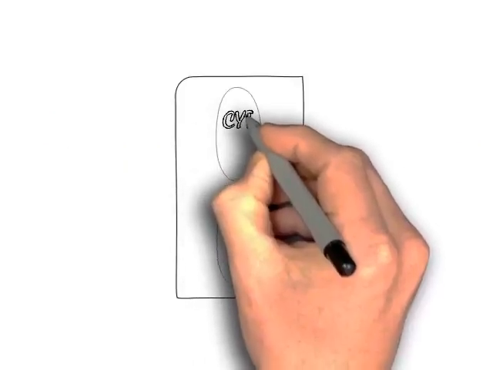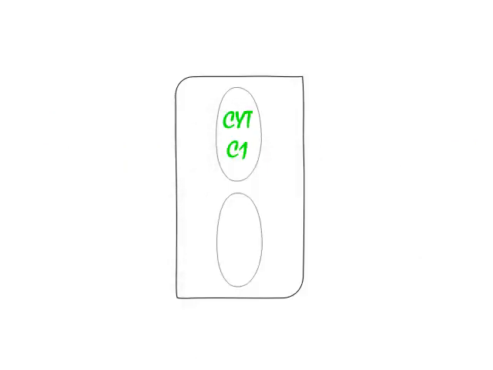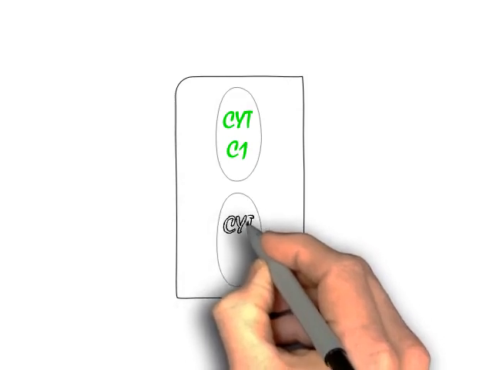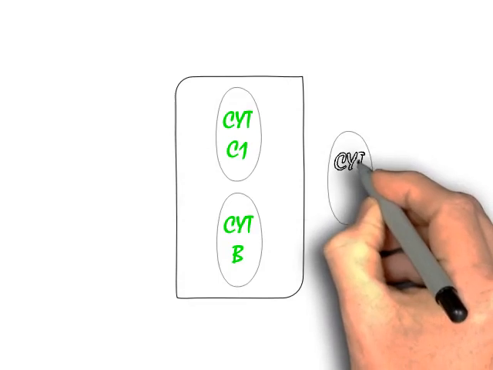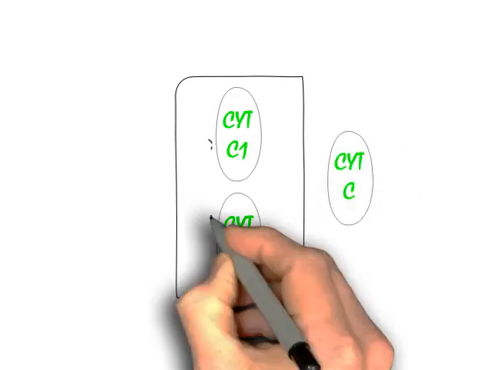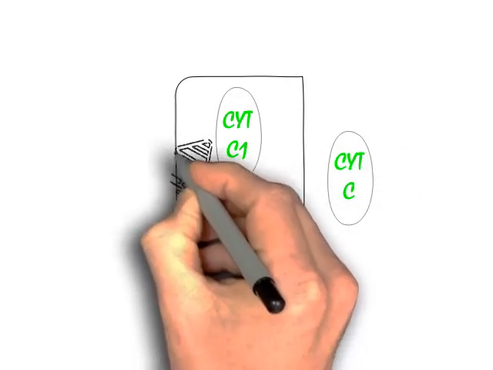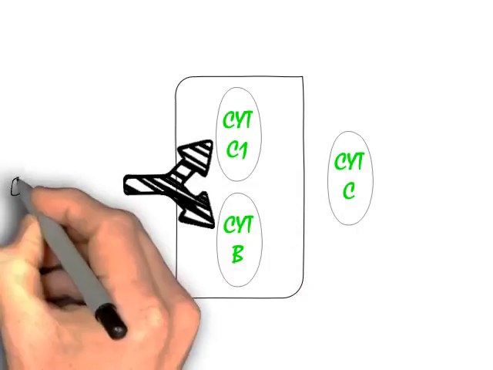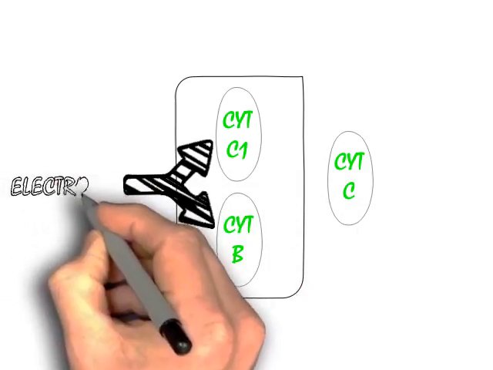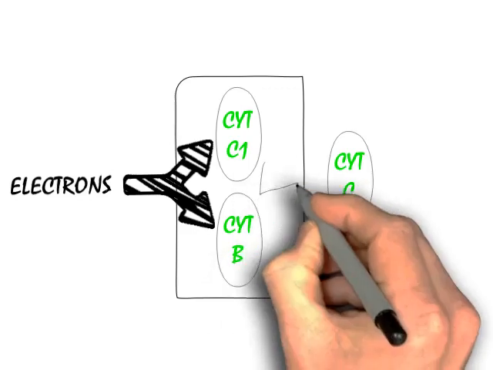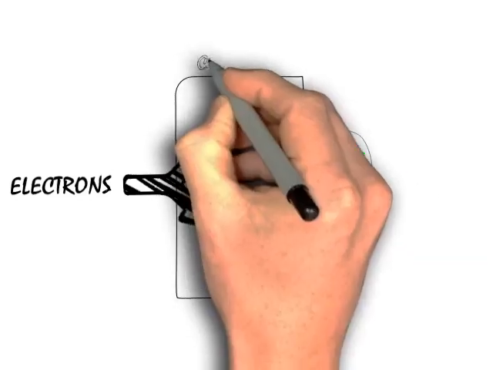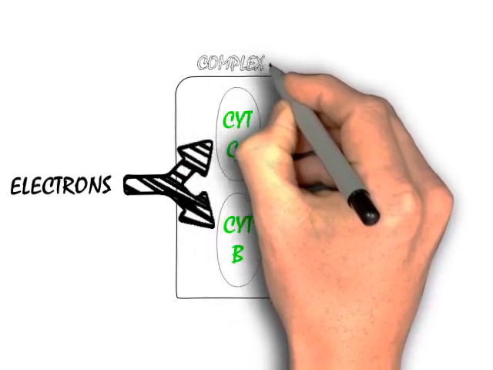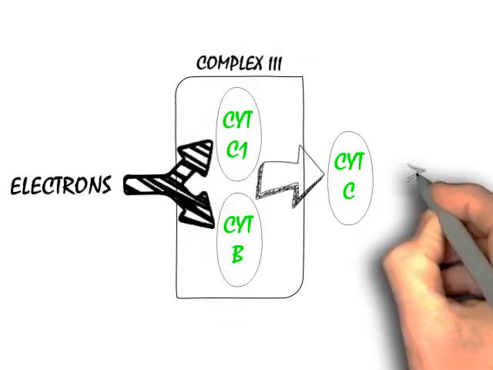In the third complex, we have cytochrome C1, cytochrome B, and cytochrome C. The electrons are first received by cytochrome C1 and cytochrome B, and the electrons further get transported to cytochrome C, and from there they get further transported to the fourth complex.